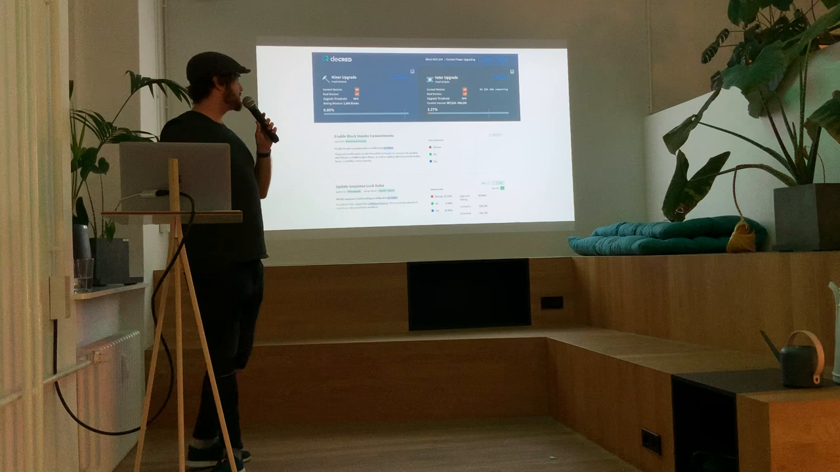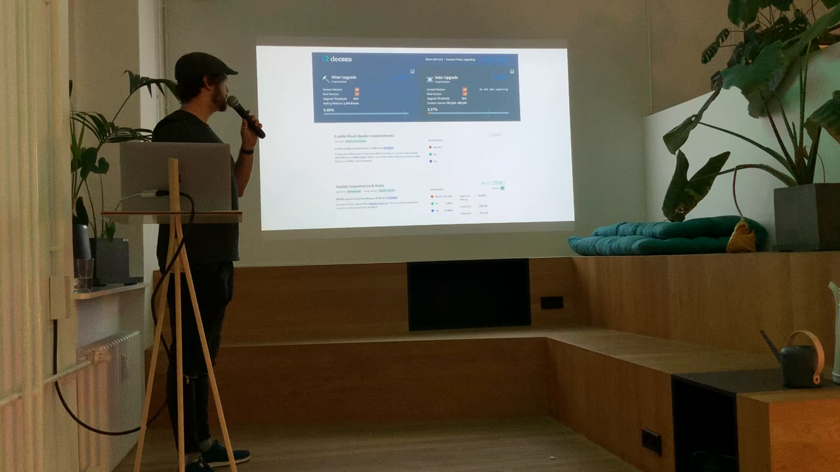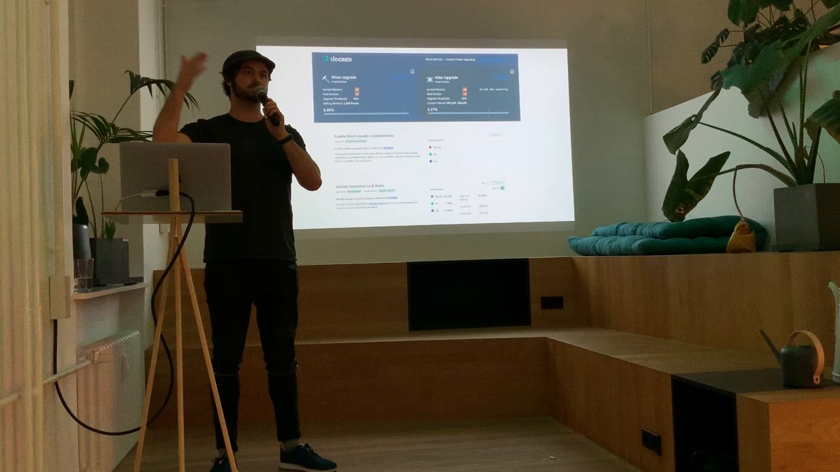This is what the network upgrades look like. This is basically the same as an Ethereum fork, when the Ethereum network upgrades to a new version, or if there's something contentious and it splits to a different version.